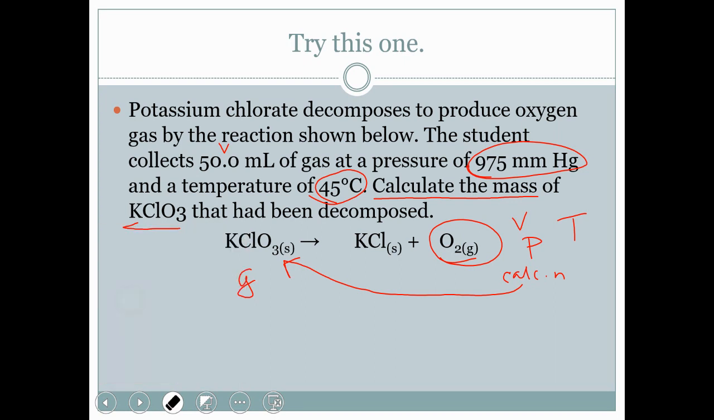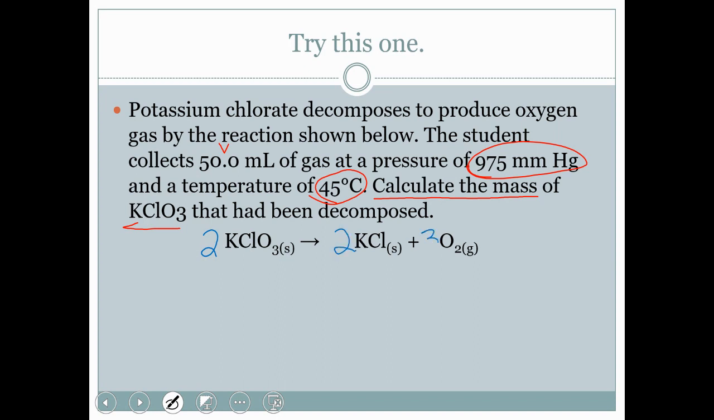So I'm just going to make a little space for myself here, take some of this stuff away. Hopefully you noticed about this problem, one thing is that you do need to balance this. And so we need a 2, 2, 3 to balance this decomposition. So we're going to start out with the gas law. And remember, we're trying to calculate moles. We have PV equals nRT. To calculate moles, we've got to divide both sides by RT. So the moles of oxygen will be equal to the pressure, volume over RT.